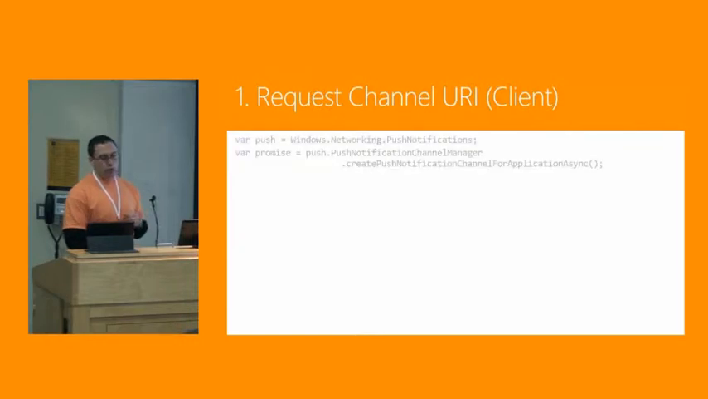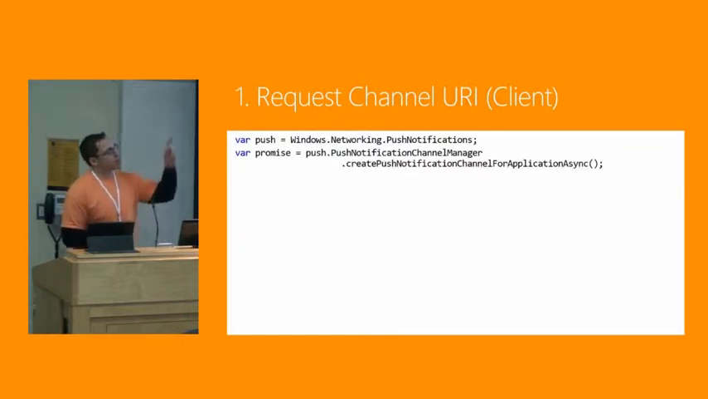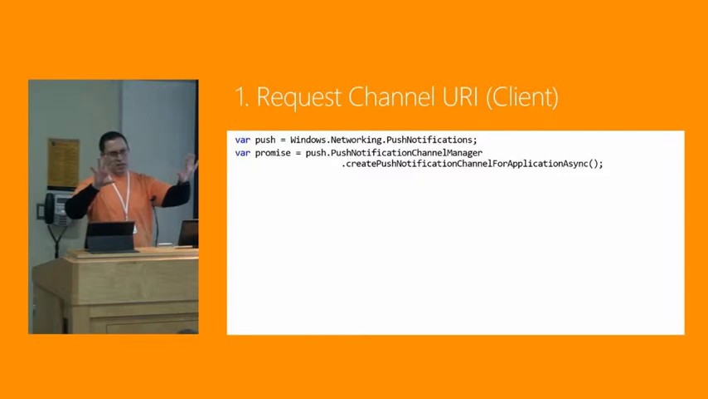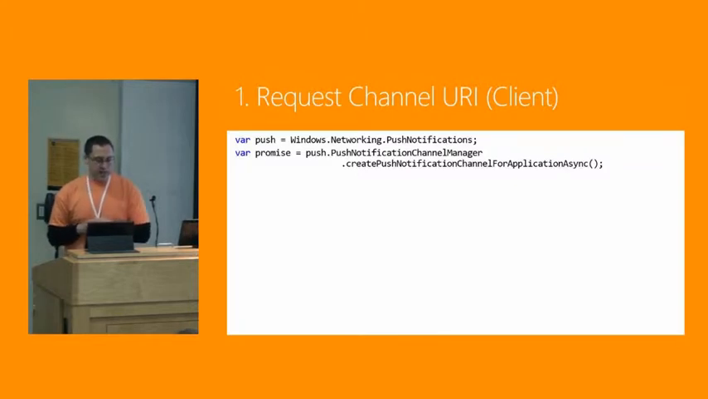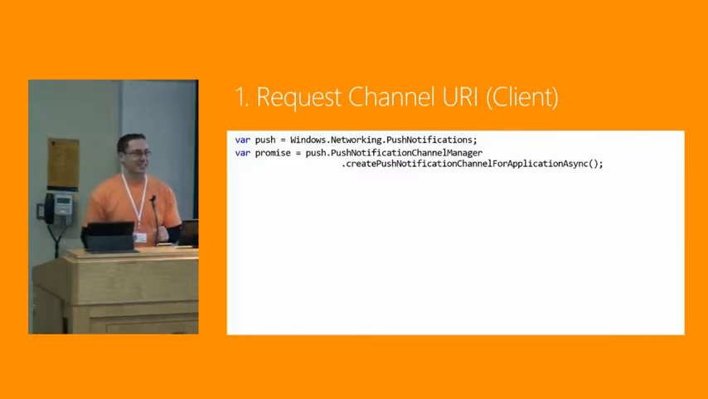So here's some code of what it looks like from the client. And I put in brackets client because we're going to switch a bit between client and server side so you guys can visualize where these pieces are running. And it's as simple as that. All I'm doing is getting a promise by calling createPushNotificationChannelForApplicationAsync, which wins the Emmy for probably one of the longest API calls I've ever seen.